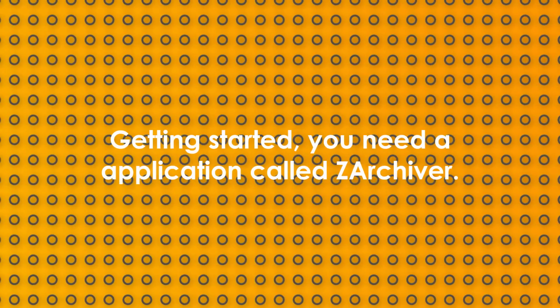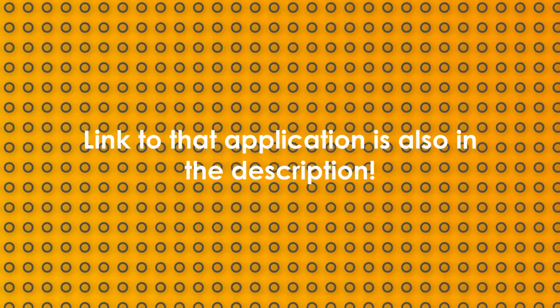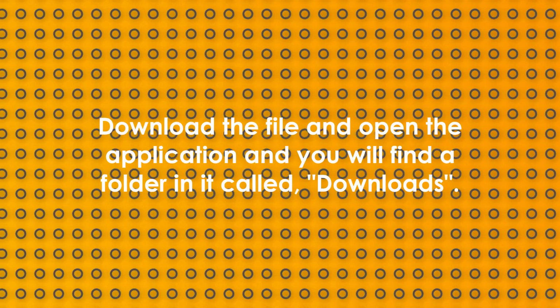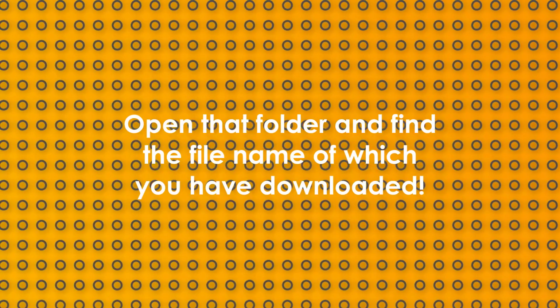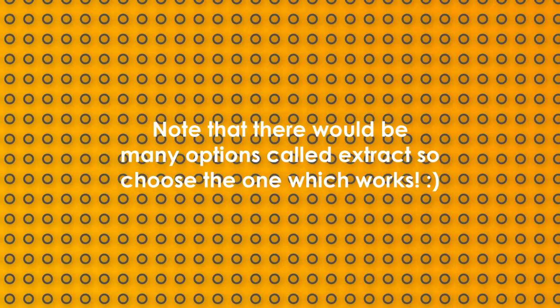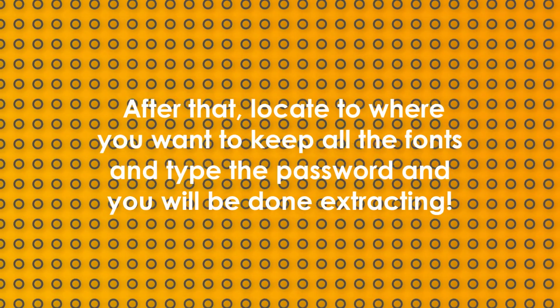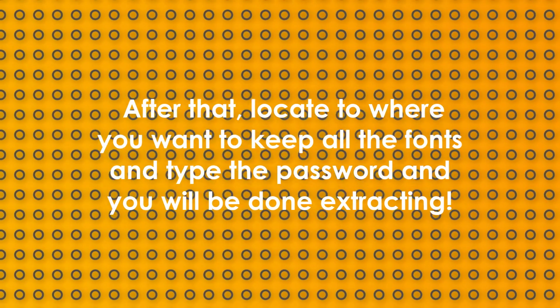Getting started, you need an application called ZArchiver. Link to that application is also in the description. So first, download the file and open the application and you will find a folder in it called Downloads. Open that folder and find the file name of which you have downloaded. Tap on it and you'll find an option called Extract. After that, locate where you want to keep all the fonts and type the password and you will be done extracting.